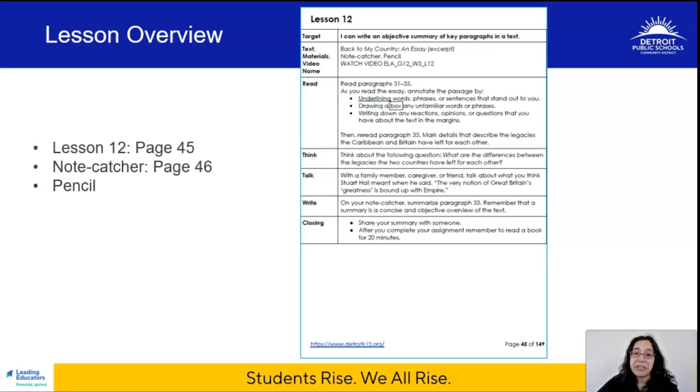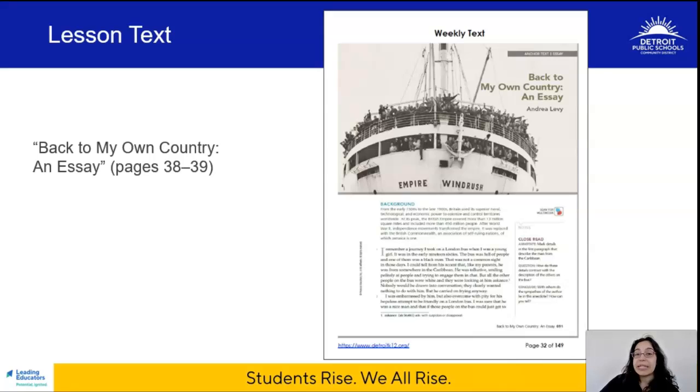We are on lesson 12 today, which is on page 45 of your lesson packet. So go ahead and make sure you have that available to you. You'll also need your note catcher, which is on page 46, and of course you'll need something to write with. We're going to continue today reading our text, Back to My Own Country, an essay, and today you will be focusing on pages 38 and 39. So before moving on, just make sure you have access to all of those lesson materials.